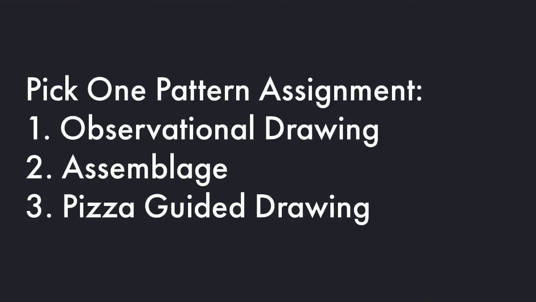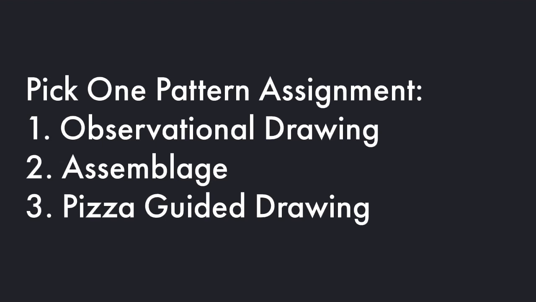So just like previous weeks, you have three options for completing your pattern assignment. Your first option is to do an observational drawing focusing on pattern. Maybe you could look outside and find something to draw that has a pattern. Maybe you want to look at a photograph. Maybe you want to look at something inside your house that has a pattern.